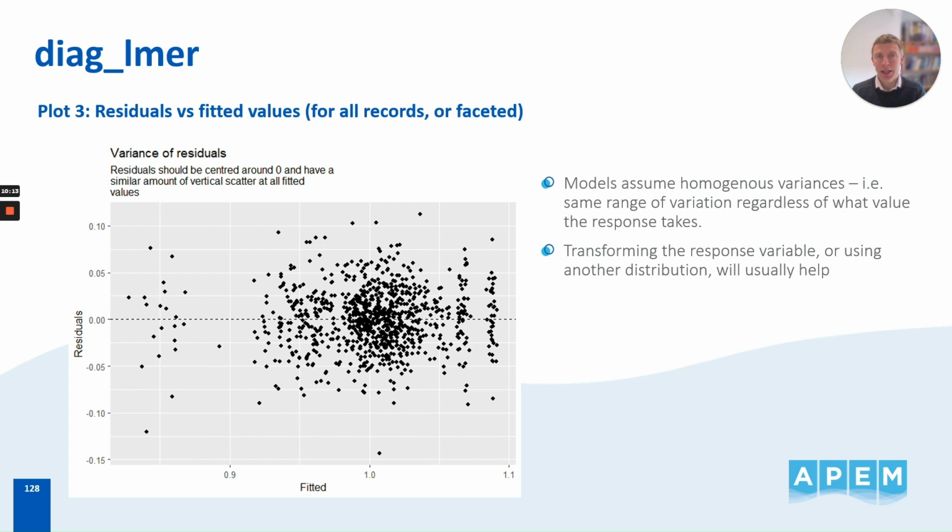That again can be an indication that a normal distribution is not the right error distribution for our data. Again, we can either try transforming the response variable, something like a log transformation may resolve the issue, or we may need to investigate an alternative such as a Poisson or negative binomial distribution.